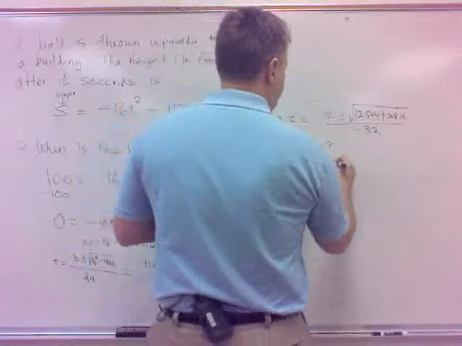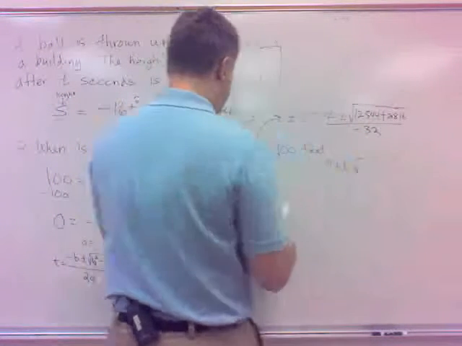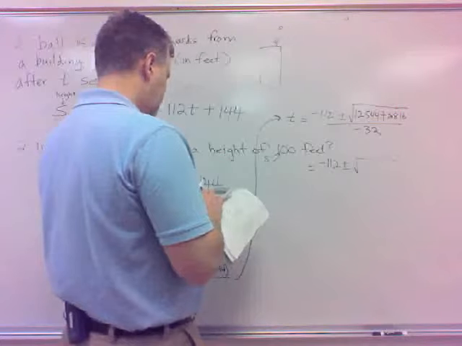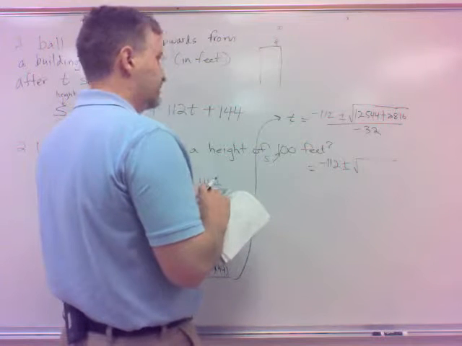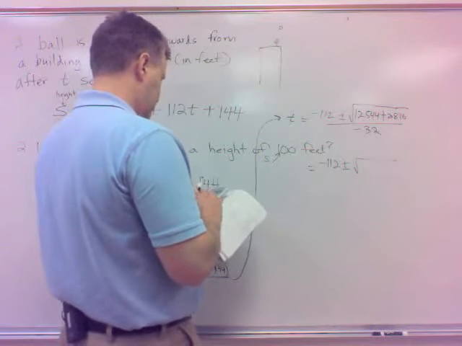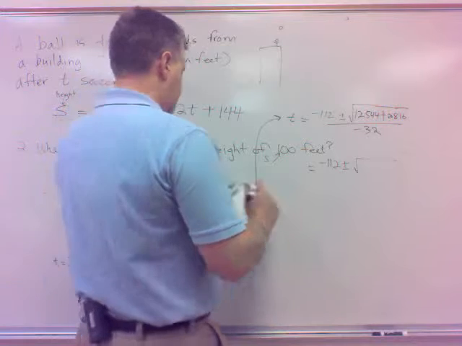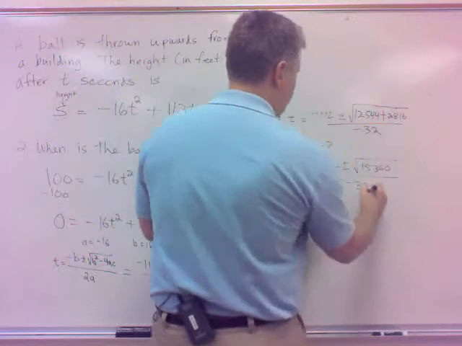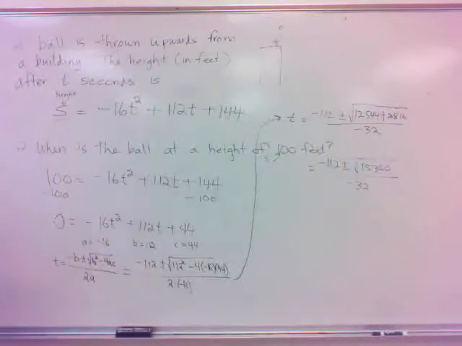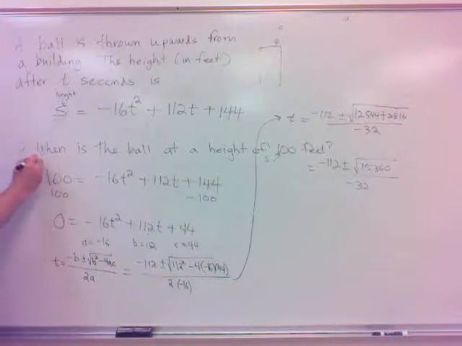So here's what I get. Negative 112 plus or minus the square root of 12,544 plus 2,816, all divided by negative 32. Okay, well, we could spend a little time and simplify that, but I did forget to mention how I wanted the answer here. Let's tack on to this.